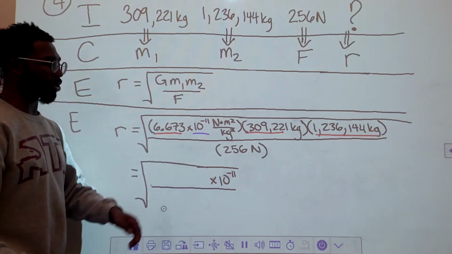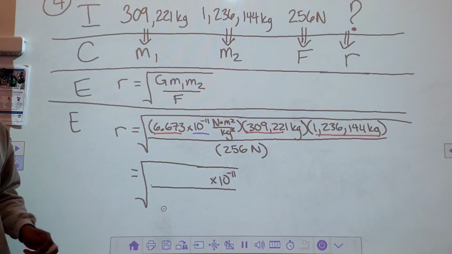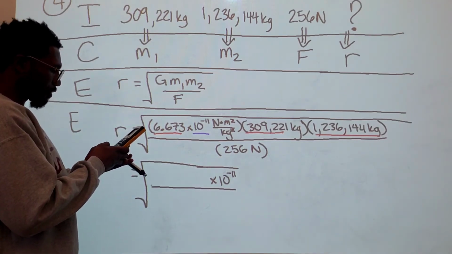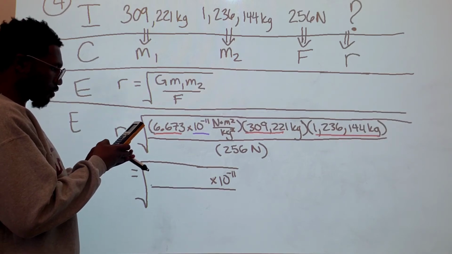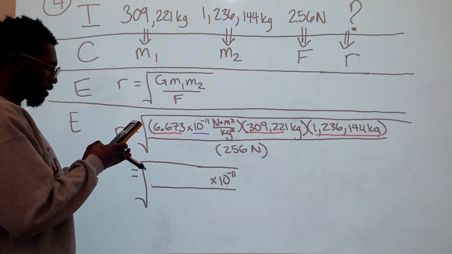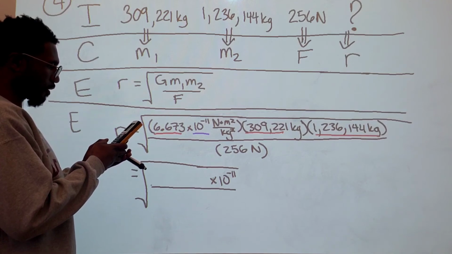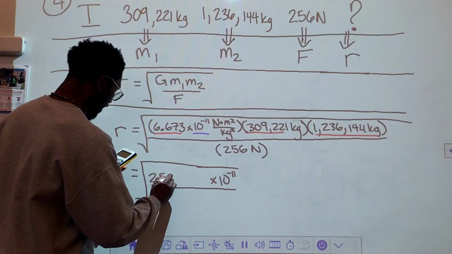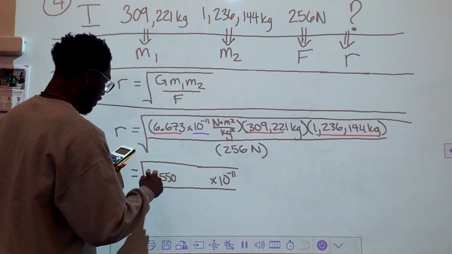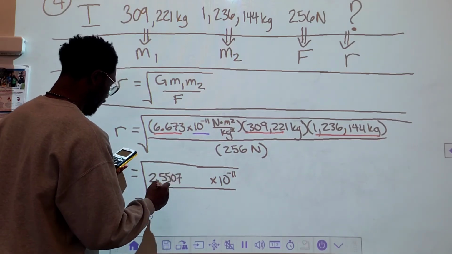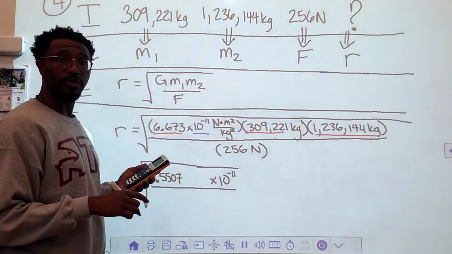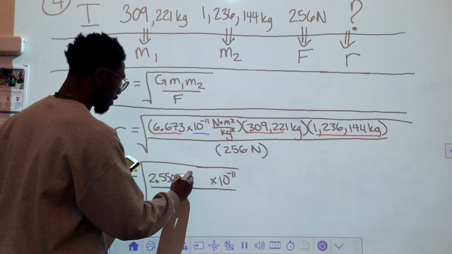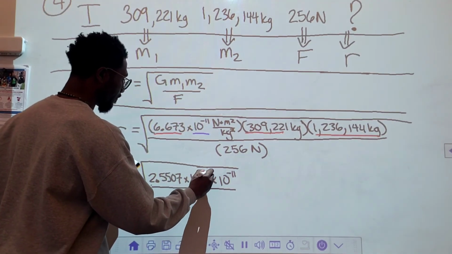Now let's multiply those numbers. So we've got 6.673 times 309,221 times 1,236,144, and that equals 2.550, and we'll round that up to 2.5507. And it says E12. So that means we're going to do 10 to the 12th power. That's our exponent, E12. All right.